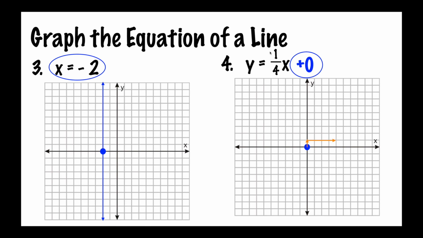Once again, here we could put a negative technically with both of these. So we could also have gone down 1 as long as then we went backwards 4 units. That point would also fall on the line. We graph it and we are done.